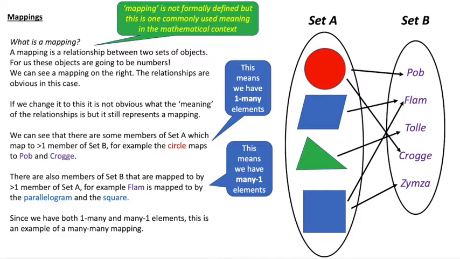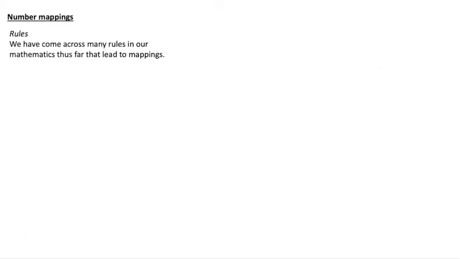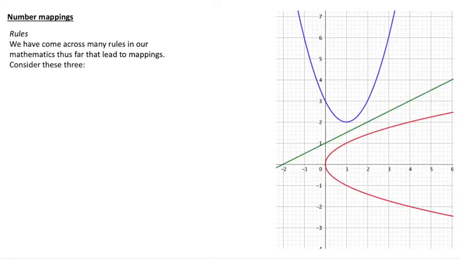It means that there's many objects mapping to one from left to right, but also there are many objects mapped to from the first set, from many. Now, number mappings. Rules. We've come across many rules in our mathematics thus far, and they lead to mappings. So, if we look at these three, we would call them graphs, but actually they are mapping x values to y values. So, if we look on the green graph, then we see that the x value 2 maps to the y value 2. The x value 4 maps to the y value 3, and so on.